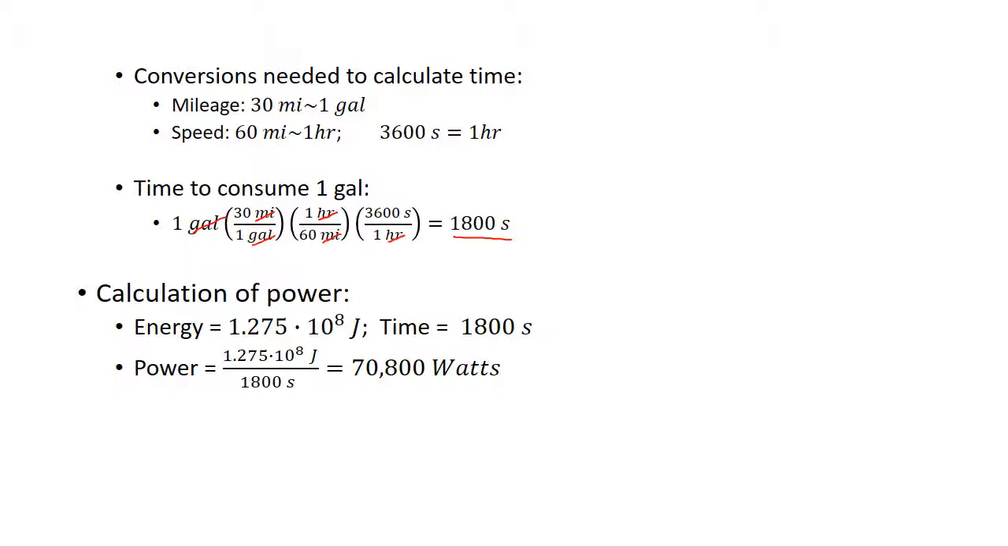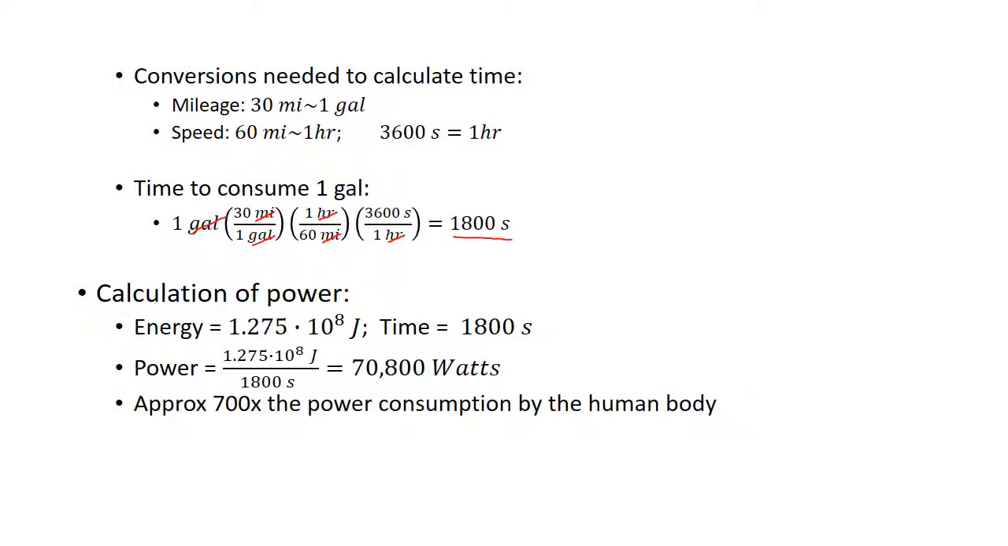To compare, recall that we earlier calculated the power consumption by the human body just burning the food it eats in a day, and we found a power consumption of about 100 watts. So a car traveling at 60 miles per hour is consuming energy at approximately 700 times the rate of the human body.